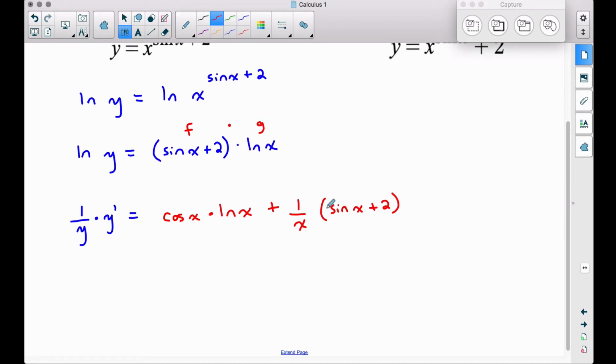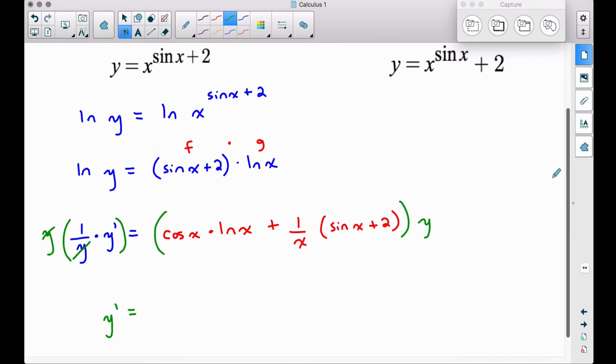And now our last step here is to get this y prime by itself. So we're going to multiply both sides by y. Multiplying by y over here cancels these y's out, giving us the y prime by itself. And multiplying all of this stuff by y, again, this will become second nature as well, but when we're multiplying by y, we're really just multiplying by the original piece that we had up here at the beginning. So that's our y piece. I'm going to write that first. So we have x to the sine of x plus 2. And then we're going to multiply that. That's our y. And we're going to multiply it by all this stuff.